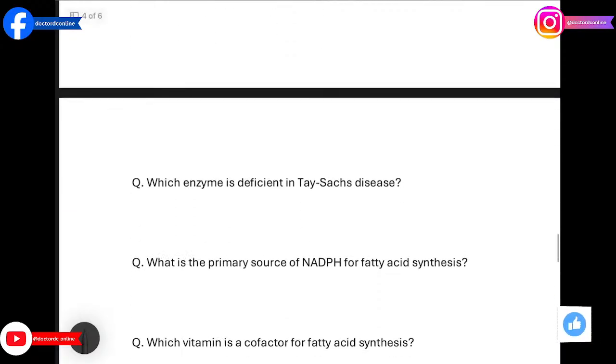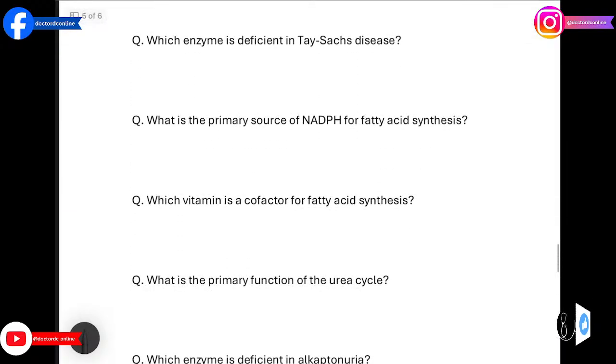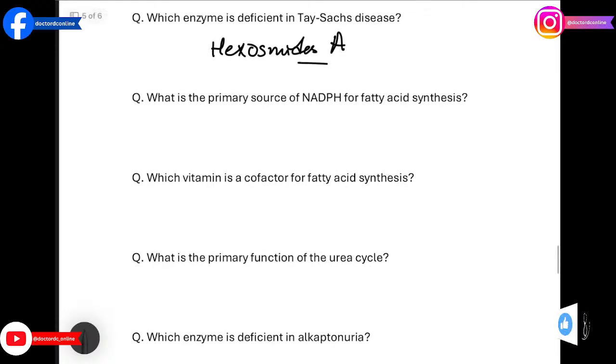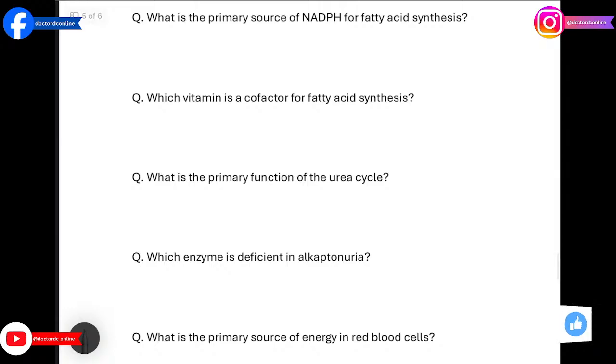The next question is, which enzyme is deficient in Tay-Sachs disease? And the answer is hexosaminidase A. This causes GM2 ganglioside accumulation, leading to neurodegeneration. The next question is, what is the primary source of NADPH for fatty acid synthesis? And the answer is pentose phosphate pathway. It provides reducing equivalents for lipid biosynthesis.